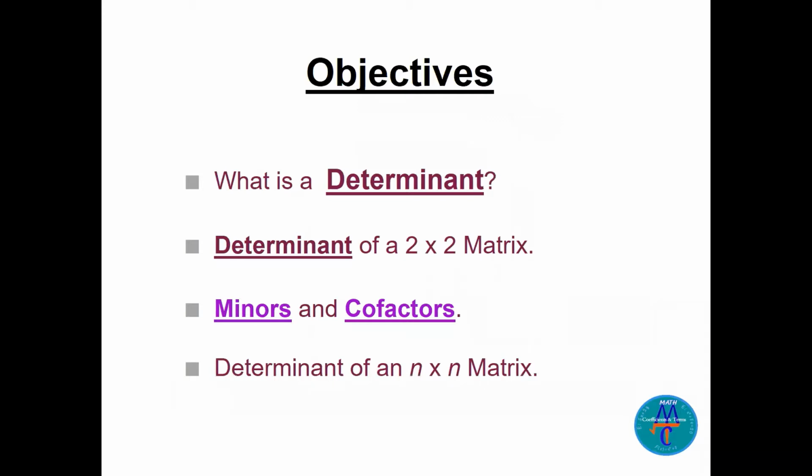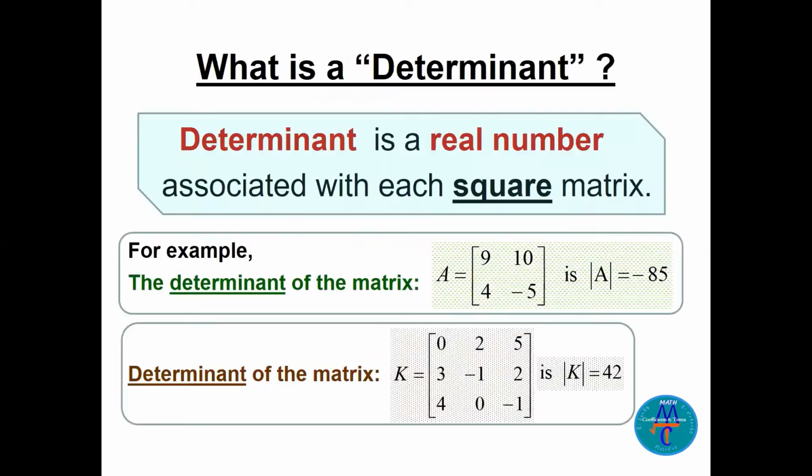The objectives in this lecture will be: what is a determinant? Determinant of a 2 by 2 matrix. We will define minors and cofactors. Then we will find the determinant of an n by n square matrix.